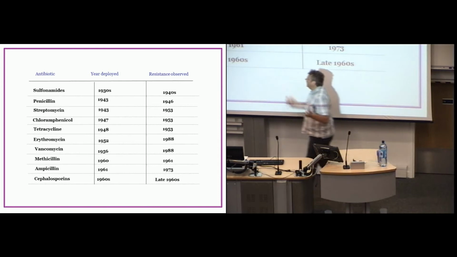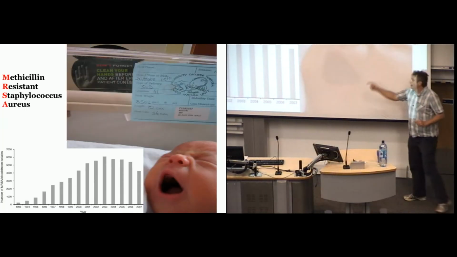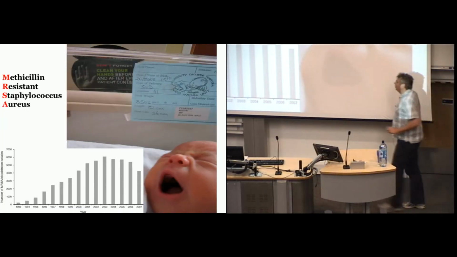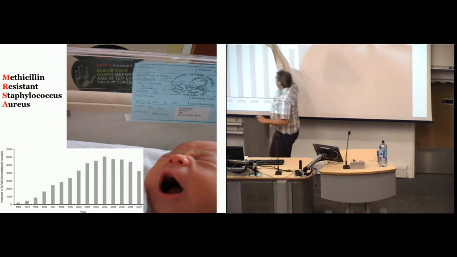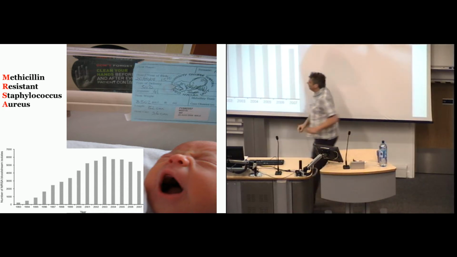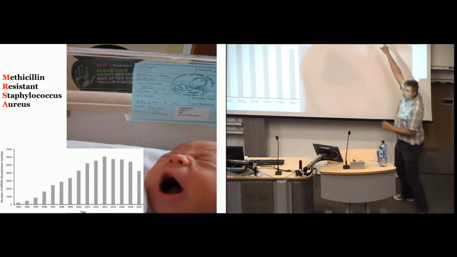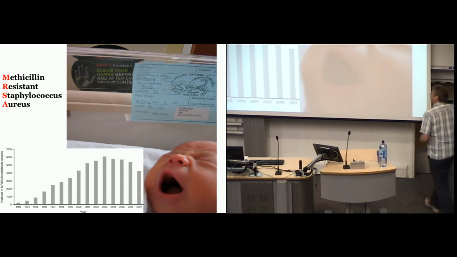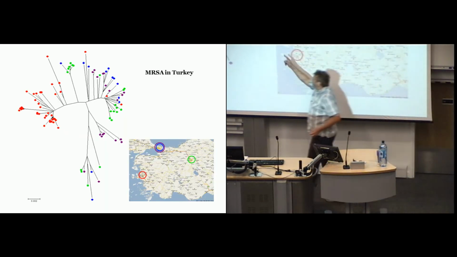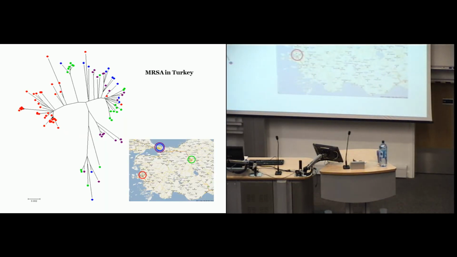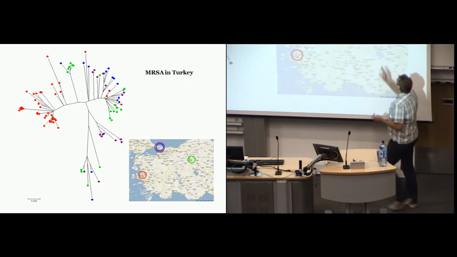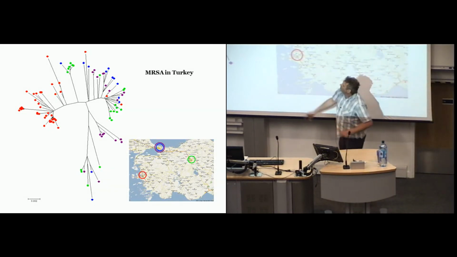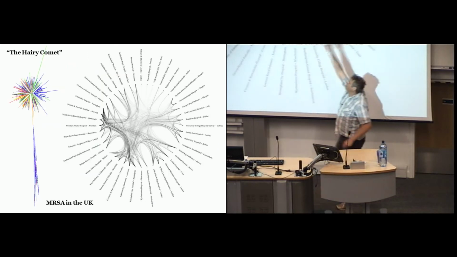So MRSA was a national scandal in the 90s and the first half of the noughties, but you can see from this graph the rates tailed off quite dramatically, and that's due to hand-washing campaigns and hospital hygiene. It really isn't rocket science. So I'm interested in how MRSA spreads from one hospital to another. These red dots here represent MRSA from a hospital in Izmir, in western Turkey. The other coloured dots represent MRSA from Istanbul and Ankara. There's not much transmission between Izmir and those other cities.